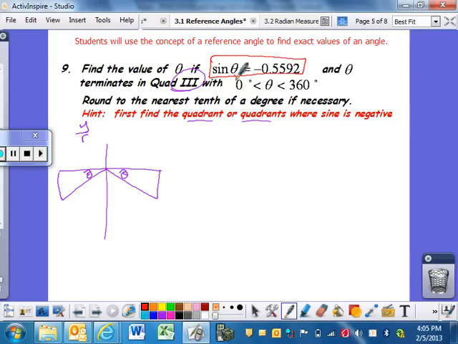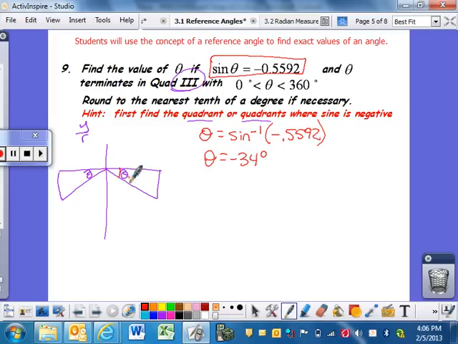Now if you guys find an angle, I've said this about a million times, how do I get theta? You must take an inverse. So I'm going to take sine inverse of negative 0.5592. Make sure your calculator's in degree mode, and you'll end up getting theta equals negative 34 degrees. Alright, sweet. Now, that doesn't really help me a lot though. Negative 34 degrees just tells me that I'm 34 degrees down.